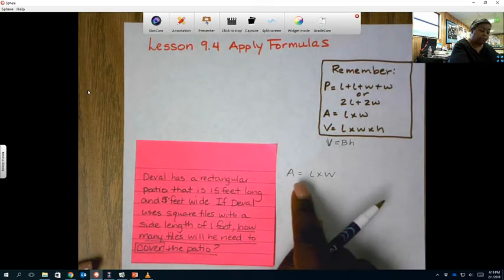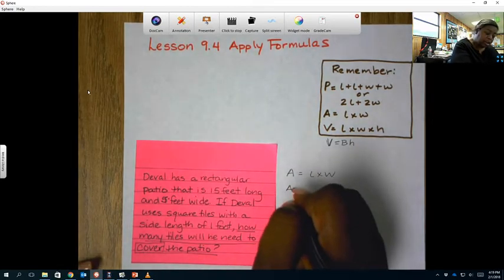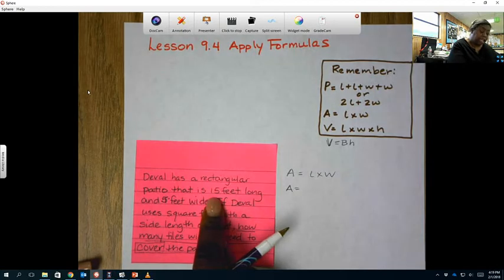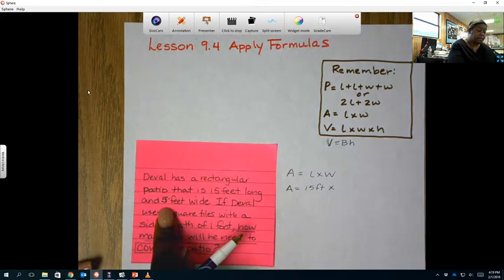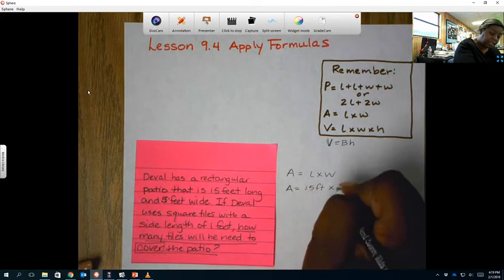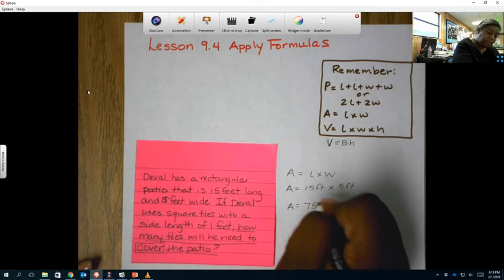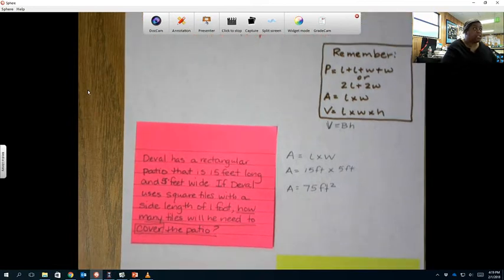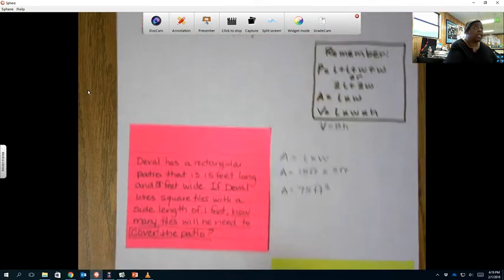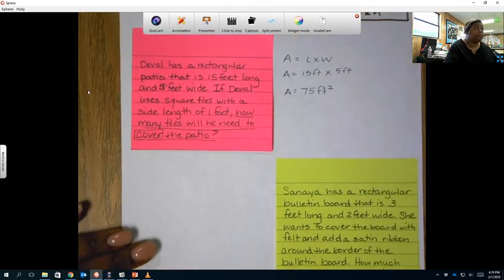Go ahead and write your formula down that you're using. Then let's replace in our equation the dimensions for length, which is 15 feet, and the dimension for the width, 5 feet. Area equals 75 square feet, or feet squared. Okay. All right, let's look at another example problem, keeping in mind here are our formulas, and let's see what we will do in this problem.